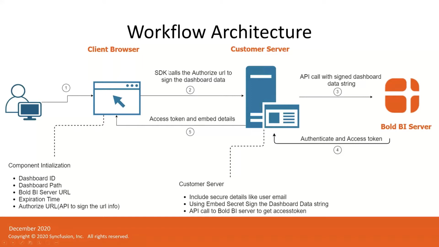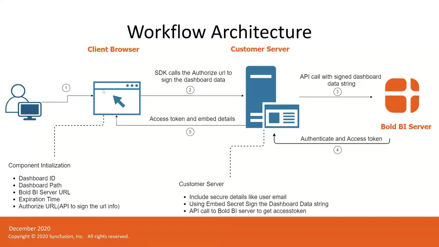This is the workflow architecture diagram. Here, the Bolt BI server is the one that serves the dashboards. It includes an application layer and a data service for processing the data. It can be deployed into any environment, like your on-premise infrastructure, or you can use it in the cloud. Next is the customer server. It is nothing but an embedding application which acts as an authorization server. This application will be calling the Bolt BI server as part of the embedding architecture.